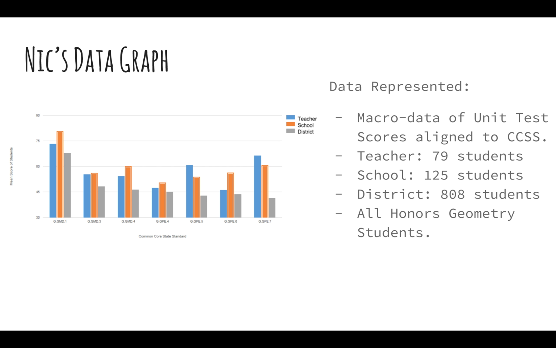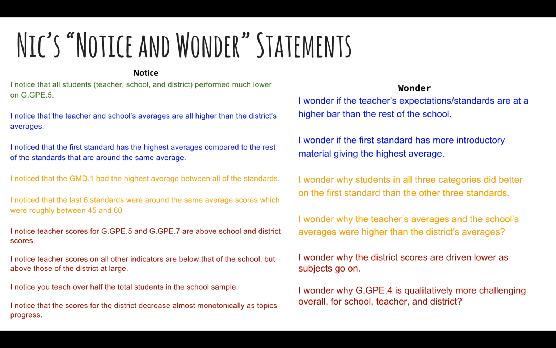So taking a look at Nick's data, he used the macro data of his unit tests. He decided to take data from a teacher, school, and district, him being the teacher, and of all honors geometry students, and compared those 3 averages together. So a little bit about his wonder statement and his notice statement.